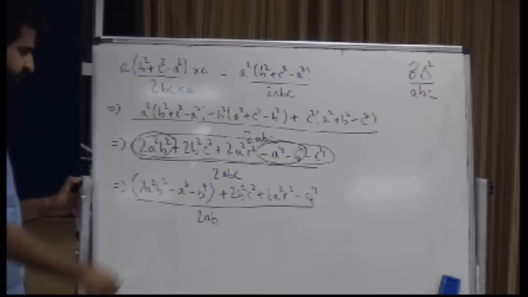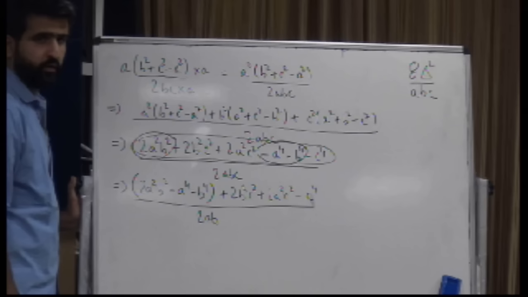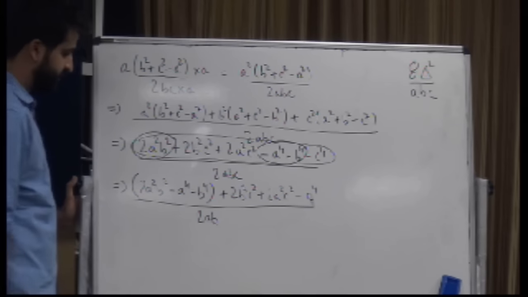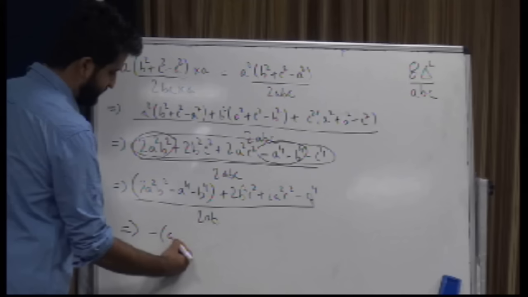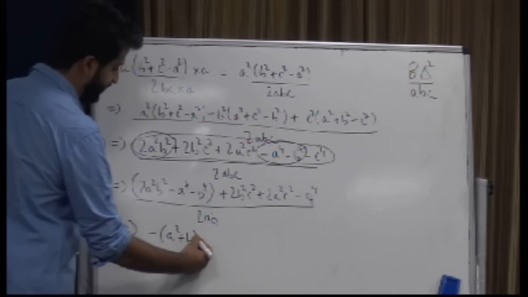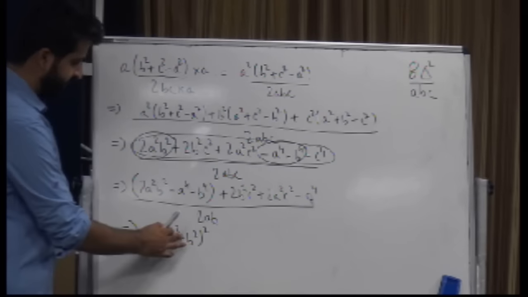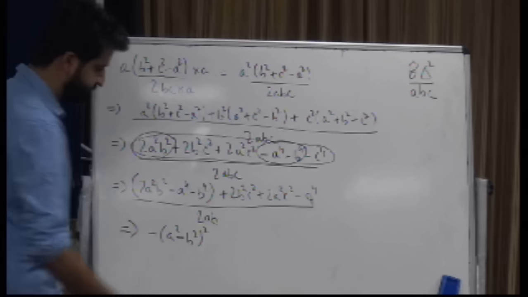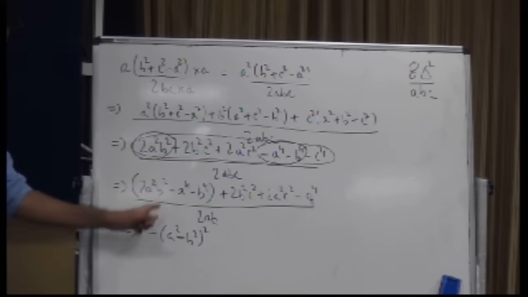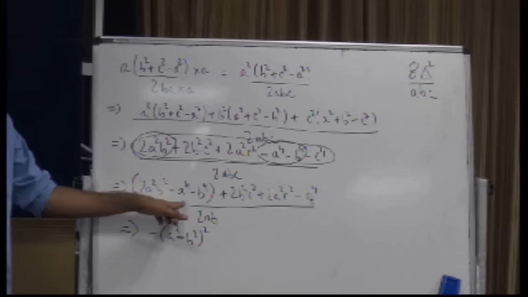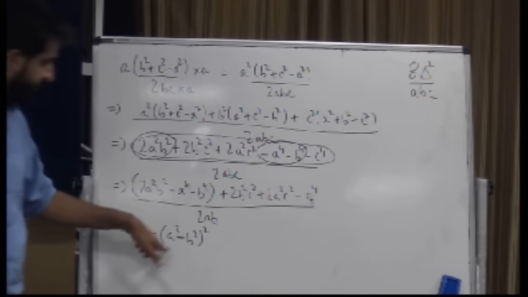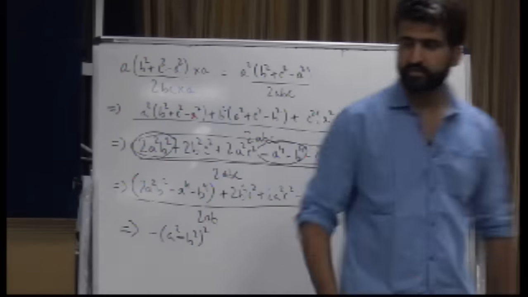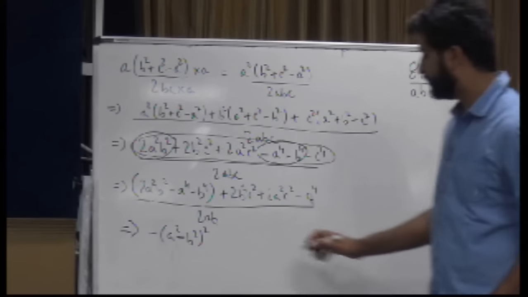Now I'll get factors for this. What is this? This is minus of a square plus b square whole square. Sorry, a square minus b square whole square. Can you see this? This is a to the power 4 plus b to the power 4 minus 2a square b square. So this is minus of a square minus b square whole square.